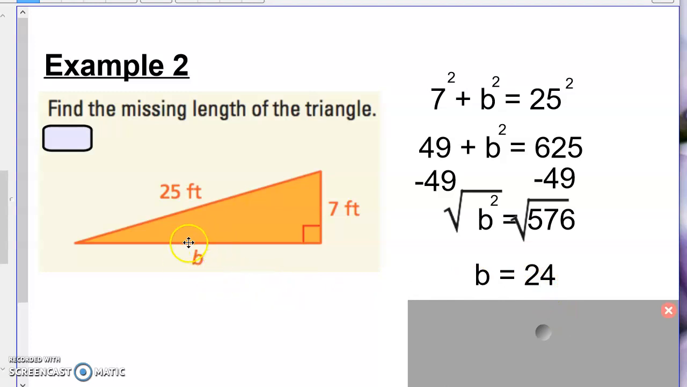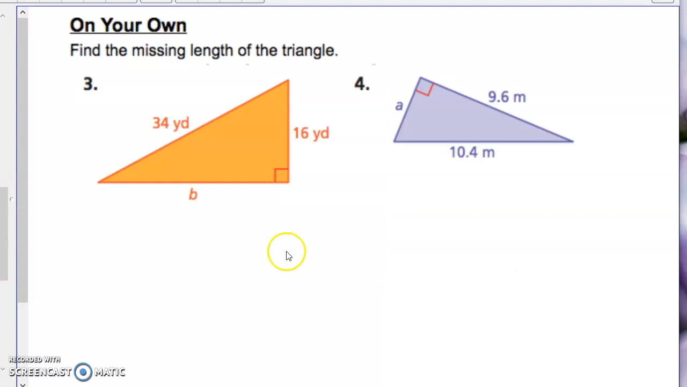So that means the length of this side is 24, and that does make sense because that would still mean that these are my two shorter sides, and that one would be my longest side. Please try solving these two on your own. You can pause the video.